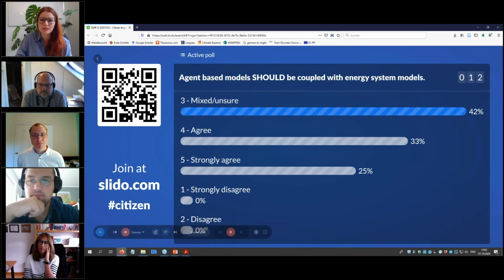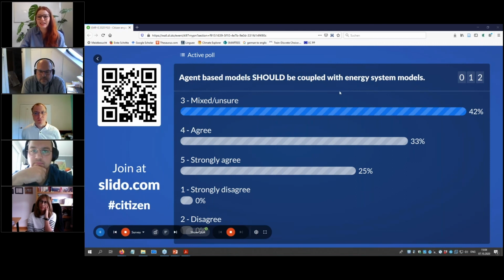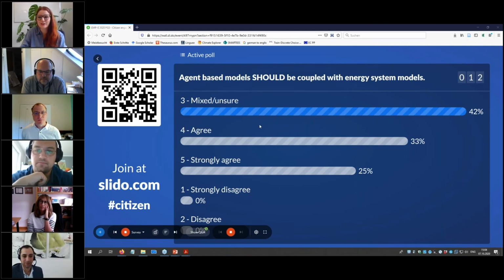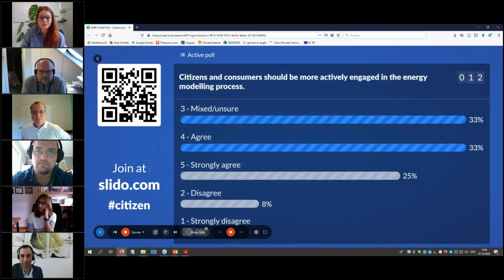Should agent-based models actually be coupled with energy system models? There was a high agreement on this question before, and it's still high, even though we had these critical reflections here on how it could be done. Still, there's a high agreement that this should be done. And let's go further with other results.